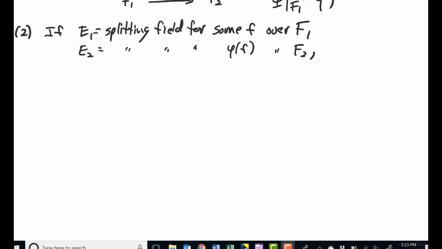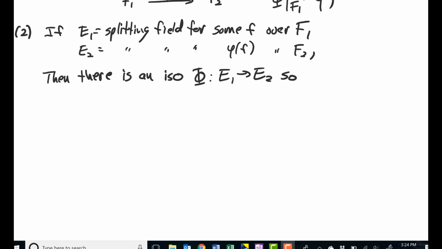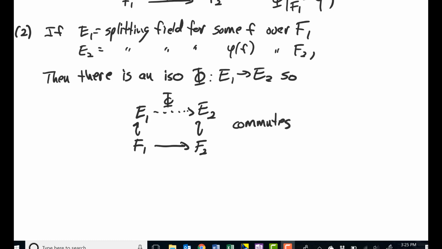In this case, instead of starting with an irreducible polynomial, we're going to start with any old f. But the added assumption now is that E1 is the splitting field for f, and that E2 will be the splitting field for phi of f. And then, just as in part 1, we assert the existence of an isomorphism of fields, capital Phi, that now goes from E1 to E2, with also some commutative diagram assumption as well. So, we have F1 included in E1, F2 in E2, and this diagram should commute.